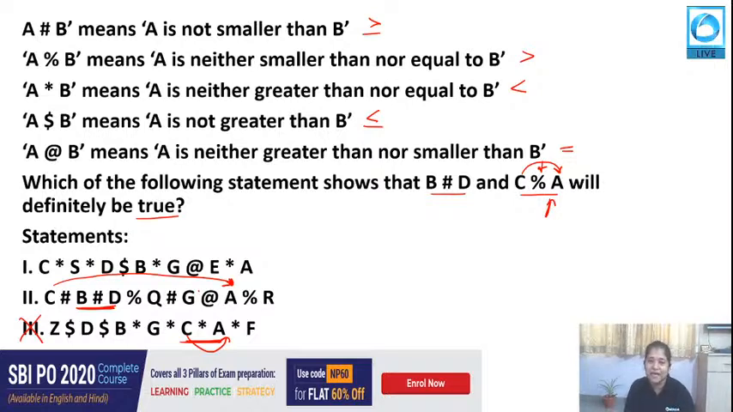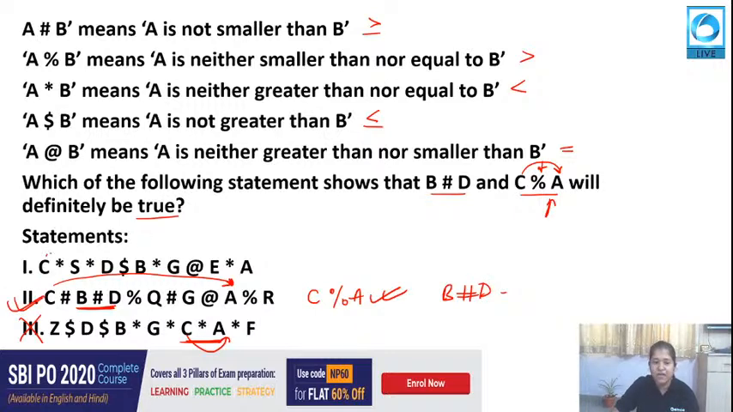Yahan par itne sare hash aur ek aapka at the rate ko priority nahi milega. Priority kisko milega? Aapka percentage ko milega. That is your greater than, right? So C greater than A or C percentage A will be absolutely right here. And B hash D to aapka directly de rakha tha. And that is why this is also true. So this is absolutely true here.